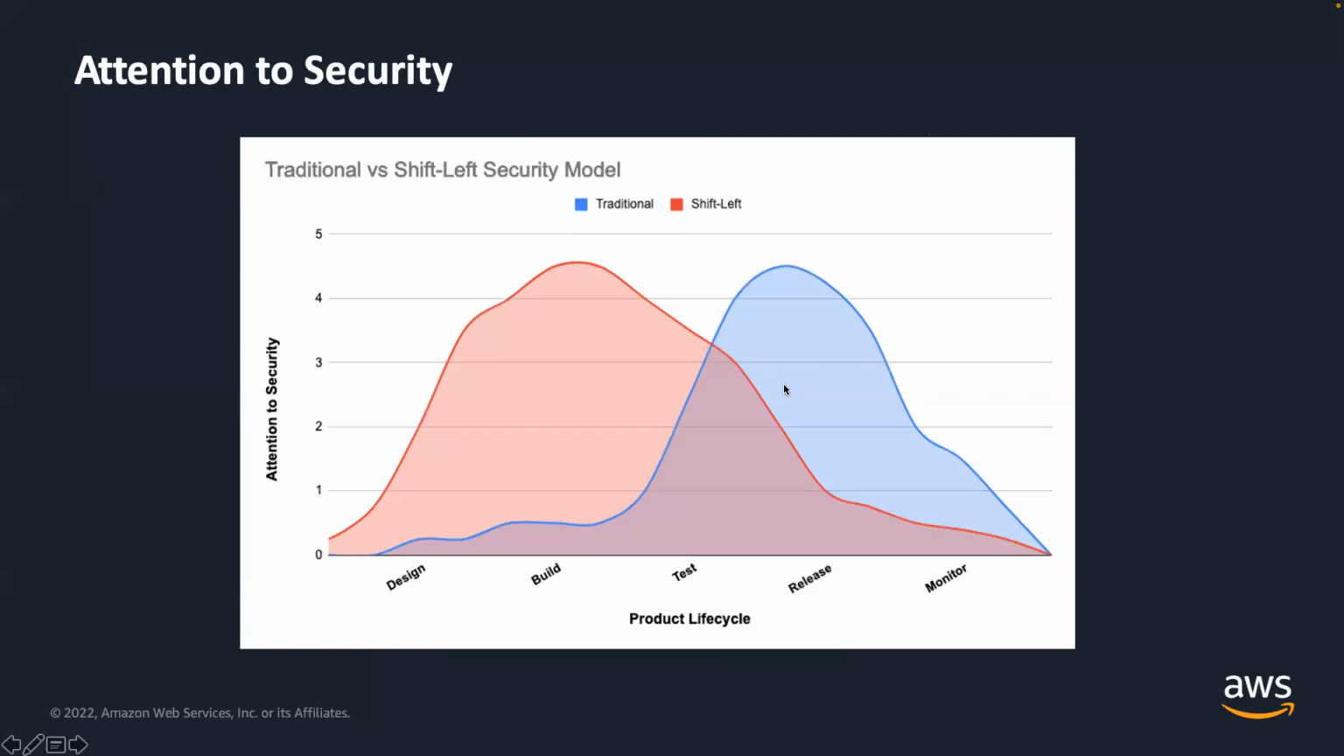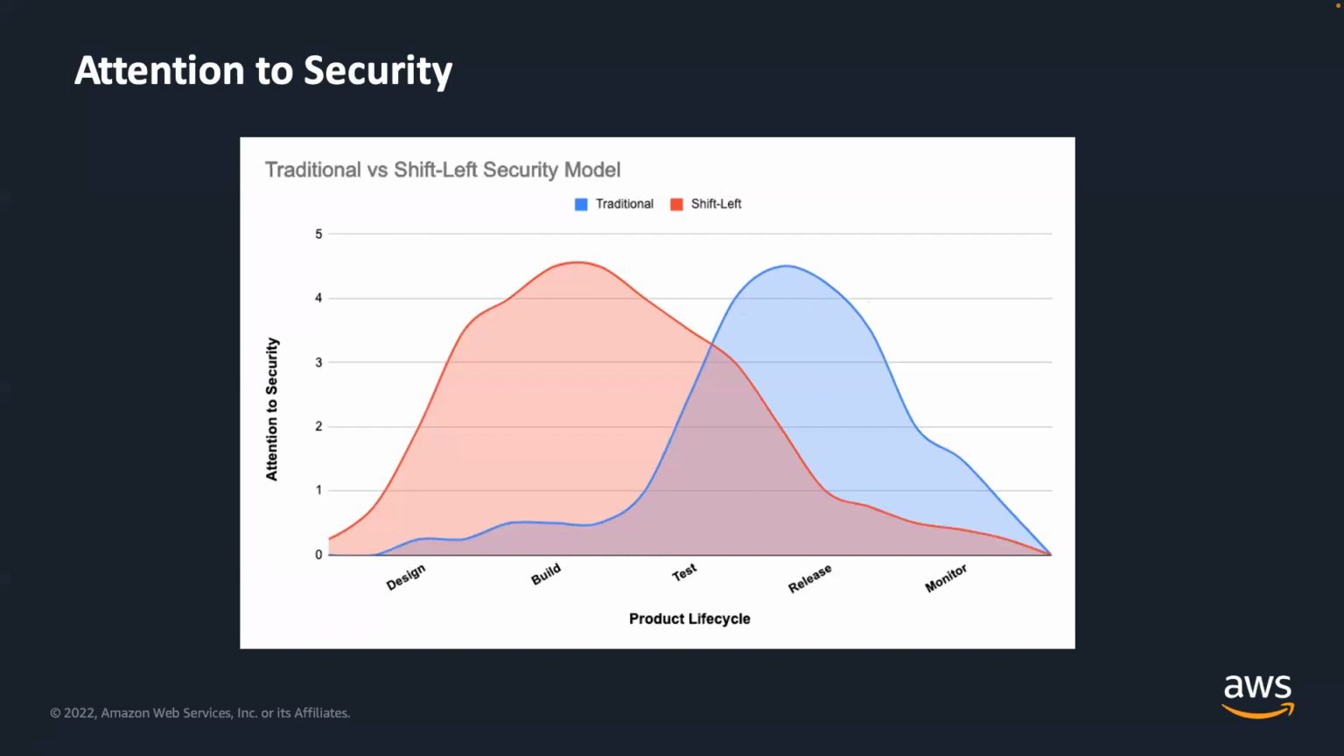Another way of looking at the shift left security model: as you can see here, I have the blue diagram, which pretty much shows the traditional model. In the traditional model of software development, during the design, build, and test, we don't actually criticize the security. Oftentimes the security is only checked at the time it's about to be released. So as you can see, there's a sharp curve of attention to security during the release stage.